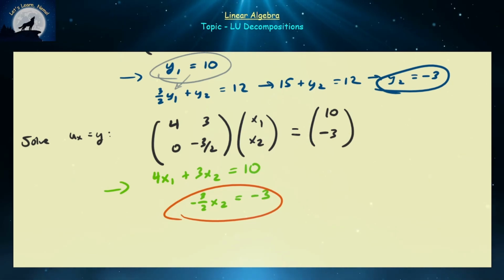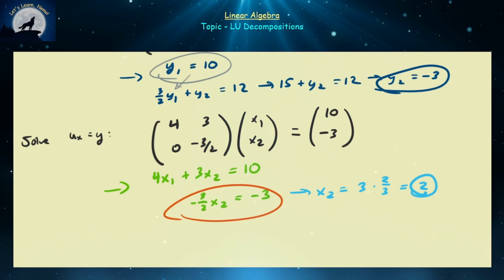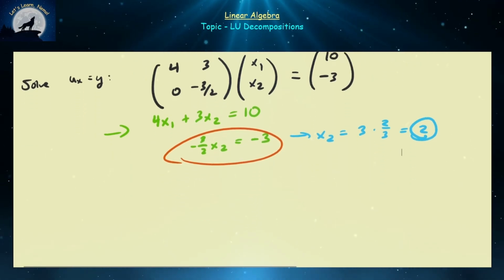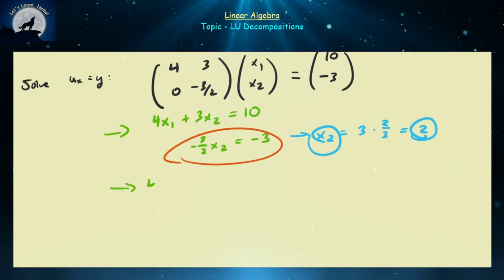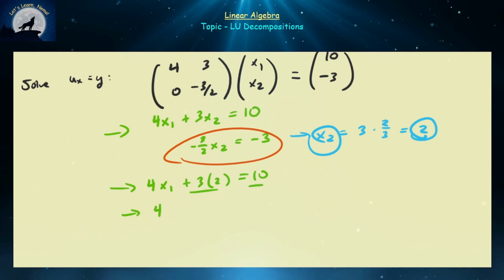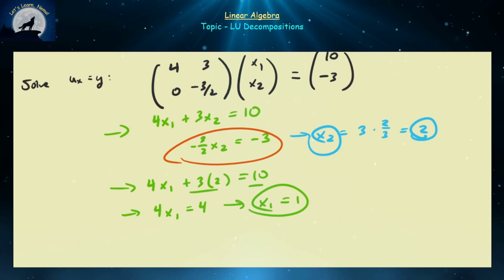Right, so all we need to do is just reciprocate that minus 3/2 on both sides, and that's going to give us what? That's going to give us x2 equal to, that's going to be a positive, so 3 times 2/3, that's just going to be equal to a lonely little 2. So once we have our 2, keep in mind that's x2, then we're going to have 4x1 plus 3 times 2 equal to 10. 3 times 2 is 6. Subtract that from 10. That's going to give us 4. And then we're going to have 4x1 equal to 4, which means that x1 must be equal to 1. Right? So that gives us that particular value.